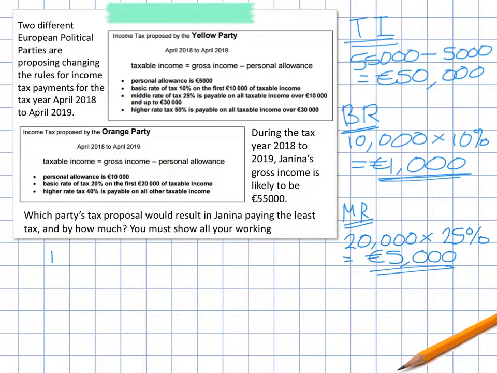Finally, we're going to look at the higher rate. So I've already gone up to 30,000 euros of my taxable income. So now, if I've done up to 30,000, I've got 20,000 euros left, which I need to do at the higher rate. So now I've got 20,000 times by 50%, and that gives me 10,000 euros.